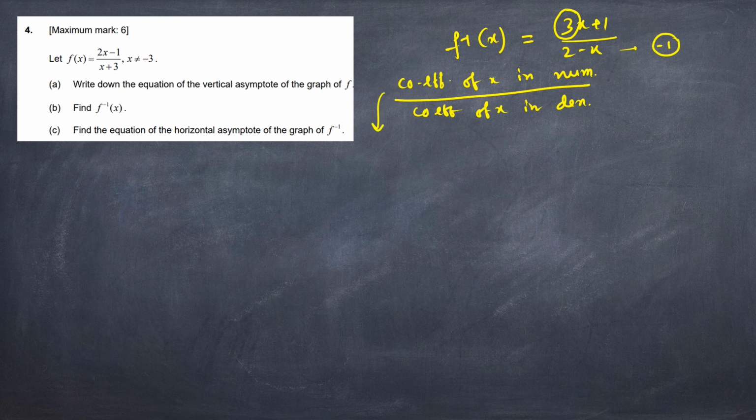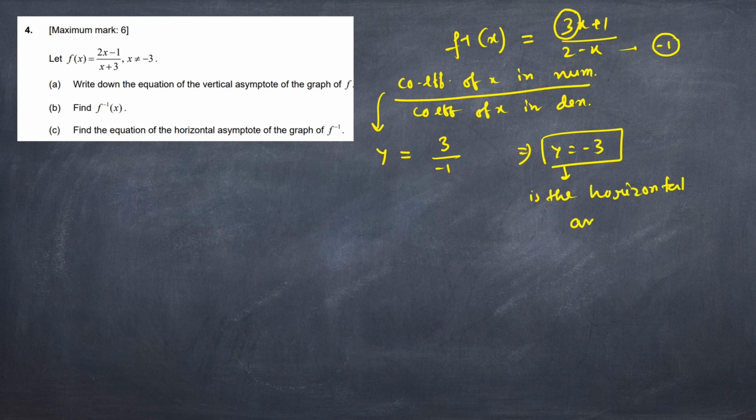So we will write this in y equals to format. So y equals to, now coefficient of x in numerator is 3 and coefficient of x in denominator is minus 1. So we can write y equals to minus 3 is the horizontal asymptote of f inverse x. One special note, as you can see here, the vertical asymptote was x equals to minus 3 and horizontal asymptote is also y equals to minus 3. So the value will be same.